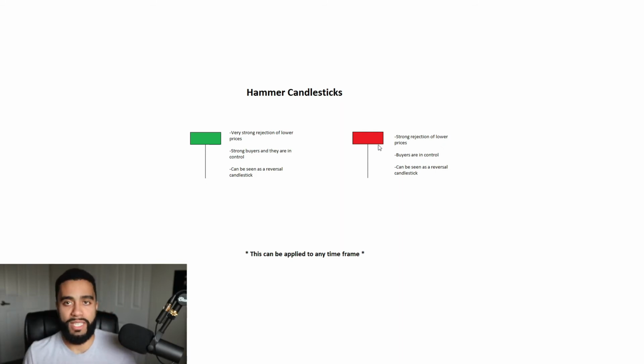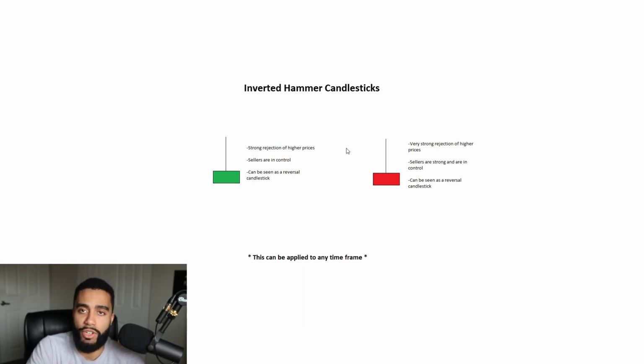There's different types of psychologies that you want to interpret when you're reading a candlestick. Although this one's bearish, it's telling you that the sellers are weak and the buyers are actually the ones who are stronger in this candlestick. And it's the same thing with the inverted hammer. The inverted hammer is the same thing, but in the opposite direction.